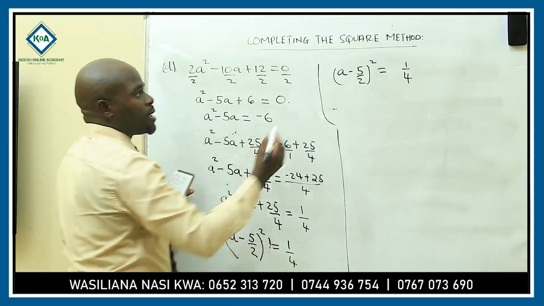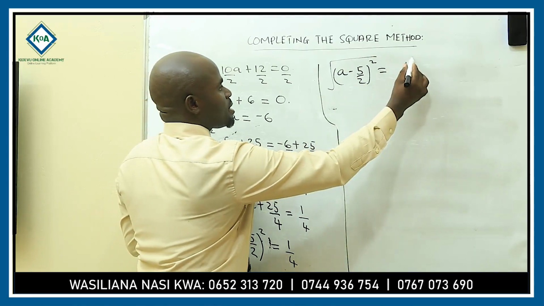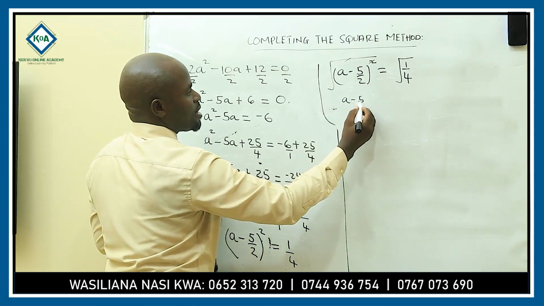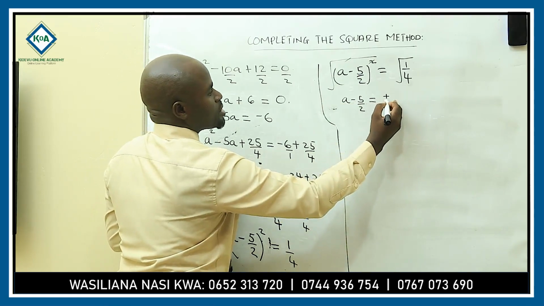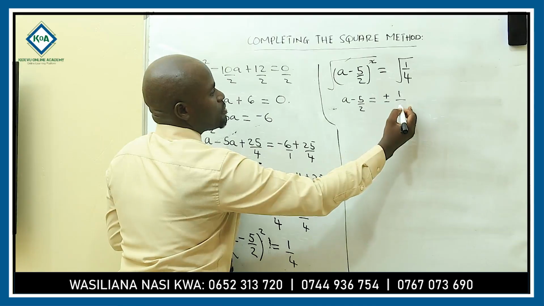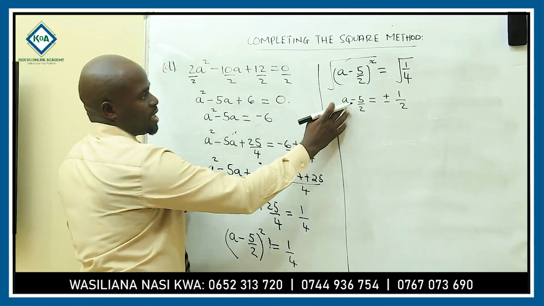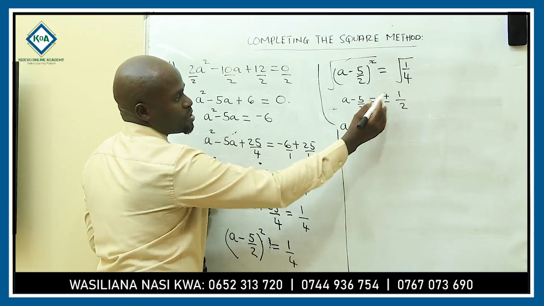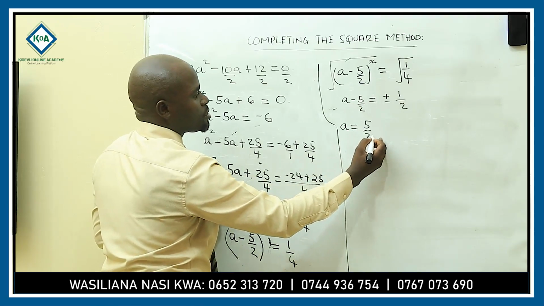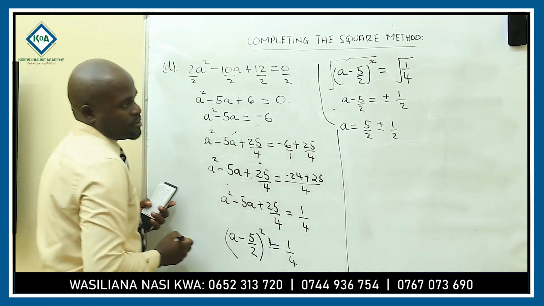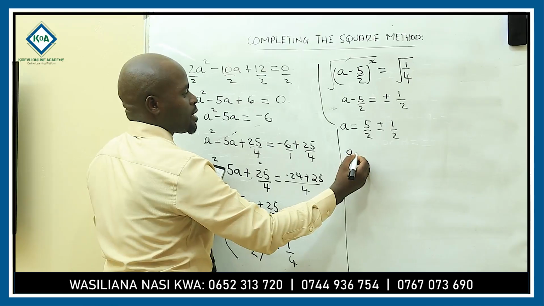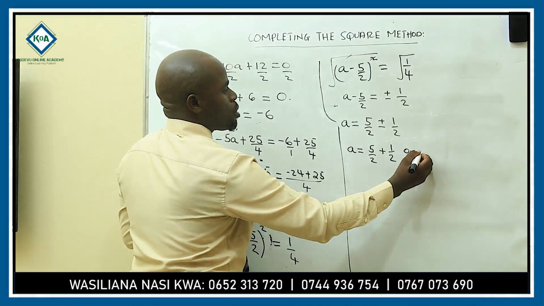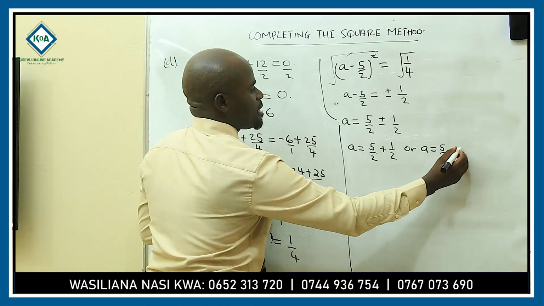We remove this square by applying the square root sign, and this side is also under the square root. This square will cancel with this square root, so we remain with a minus 5/2 is equal to, here it will be plus or minus, the square root of 1 is 1, over the square root of 4 which is 2. So to find a, we have to move this negative 5/2 to the other side. So a is equal to, this is minus, when it goes there, it will be positive 5/2, then plus or minus 1/2. Yes. So then a is equal to 5/2 plus 1/2, or a is equal to 5/2 minus 1/2.